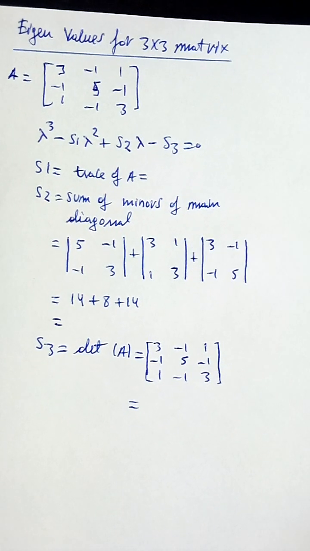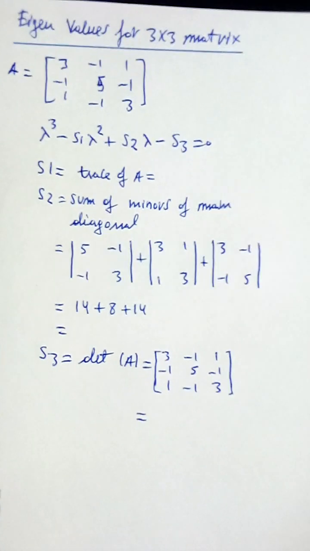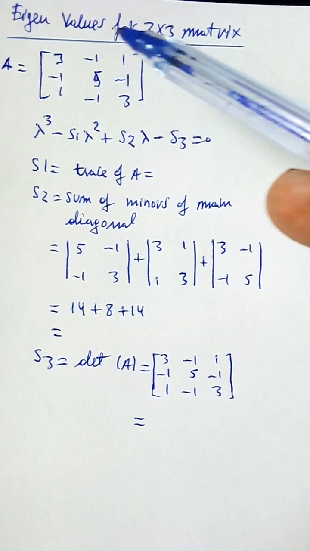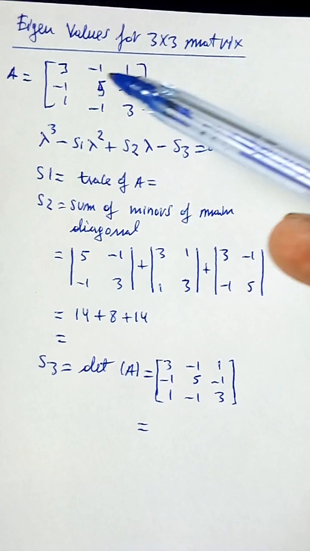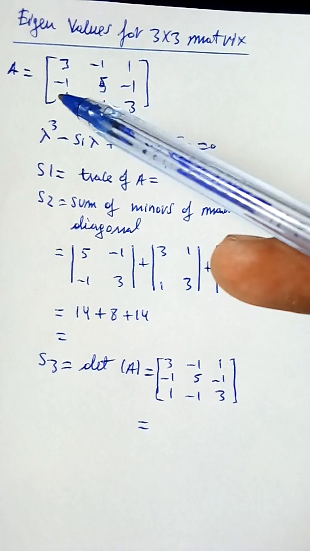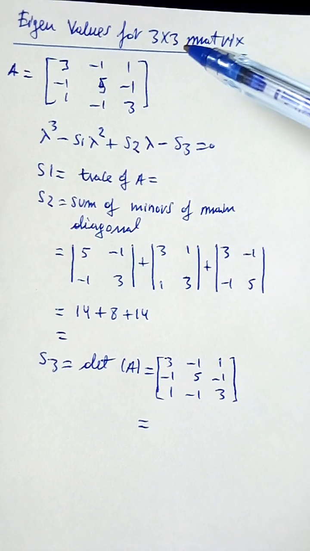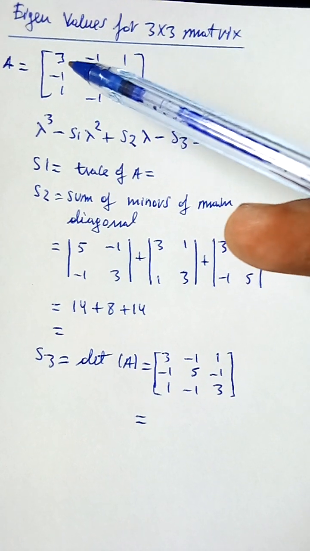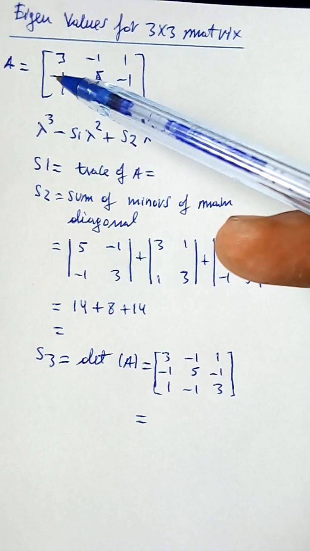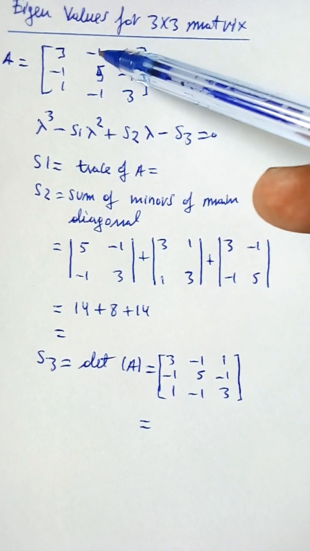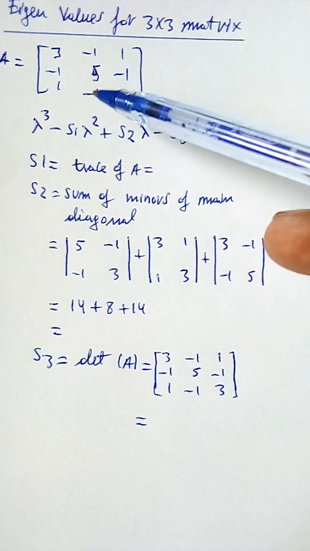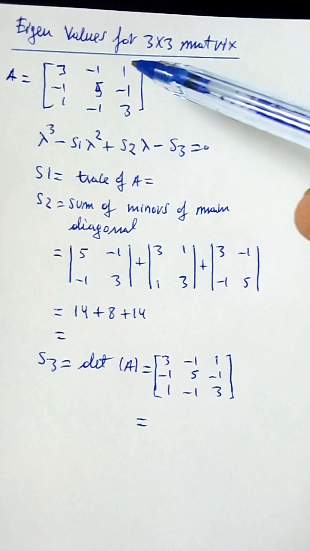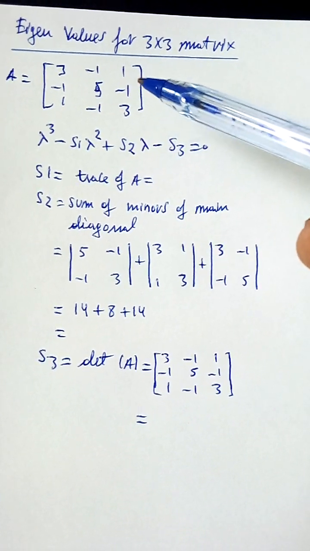Hello everyone, in this video we are going to see how to get the eigenvalues for a 3 cross 3 matrix. In our last video we saw how to get the eigenvalues for a 2 cross 2 matrix. So our matrix is 3 minus 1 1, minus 1 5 minus 1, 1 minus 1 3. As you see here, this is a 3 cross 3 matrix.